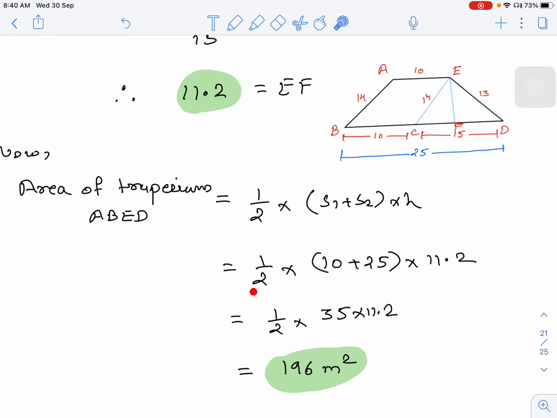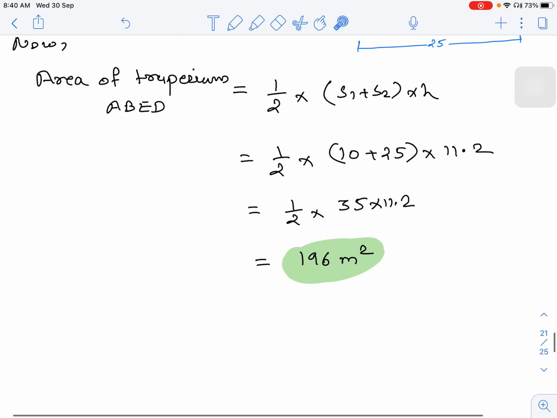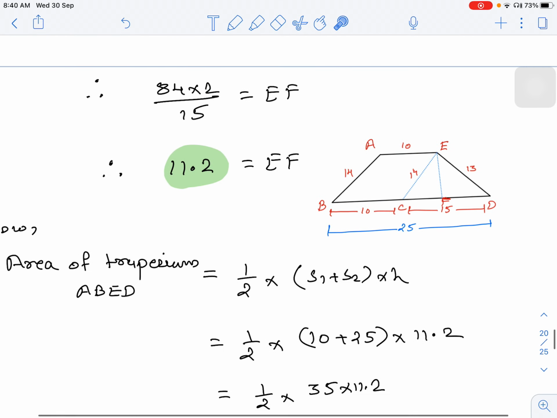So we get half into (10 plus 25) into the height. EF is how much? 11.2. So further, half into 35, since 10 plus 25 is 35, into 11.2, and our final answer is 196 meter square. So in this way, the area of the trapezium is 196 meter square.